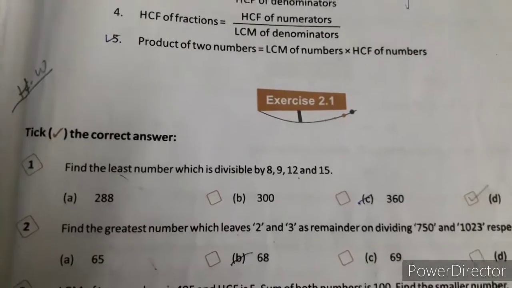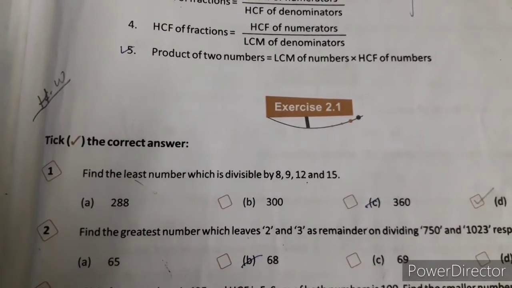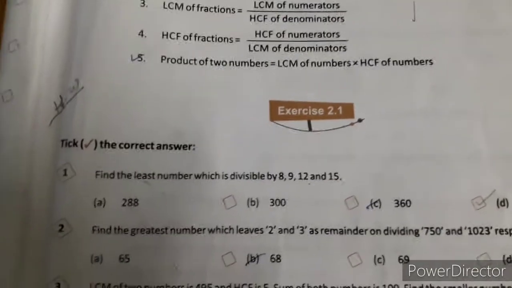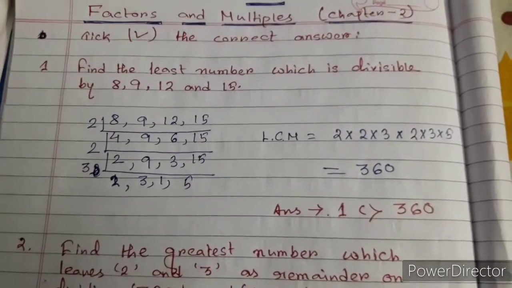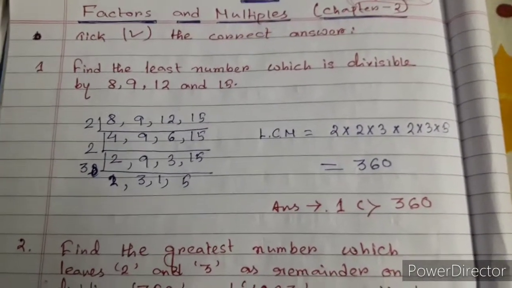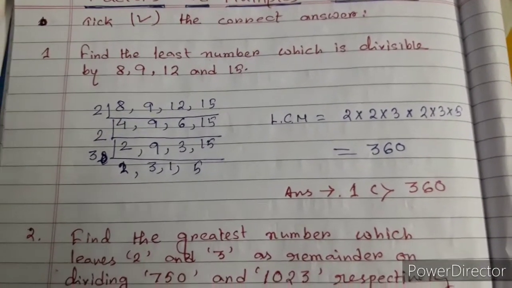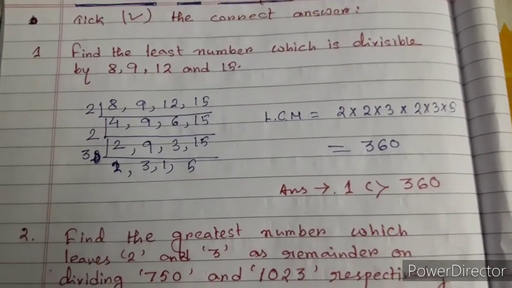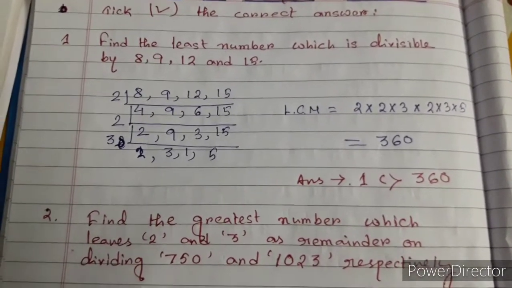Number 1. Find the least number which is divisible by 8, 9, 12 and 15. So you have to find out the LCM of all these numbers. The LCM of all these numbers is 360. So the answer is 1C, 360.